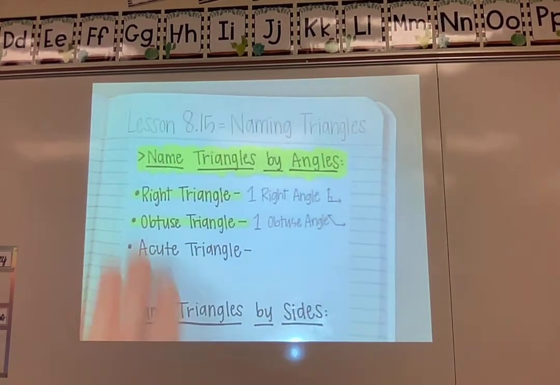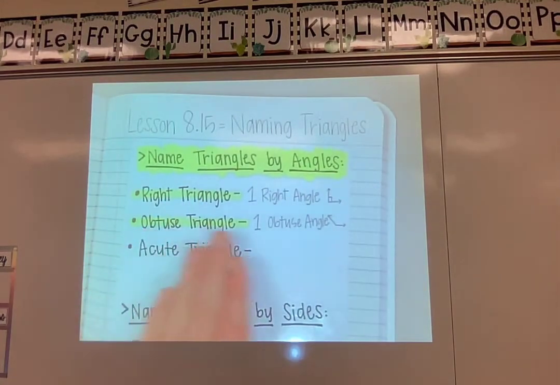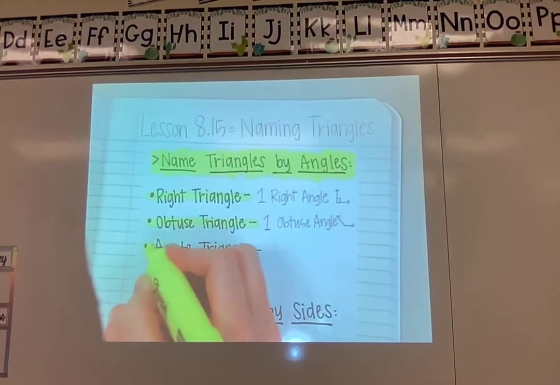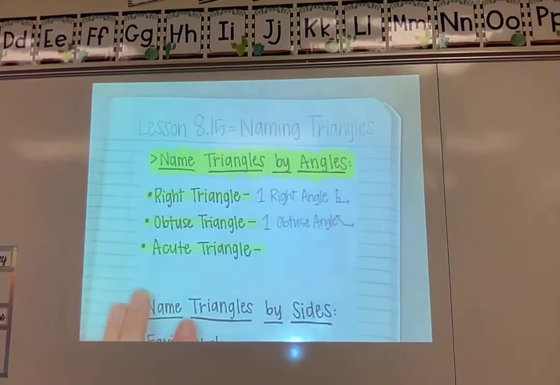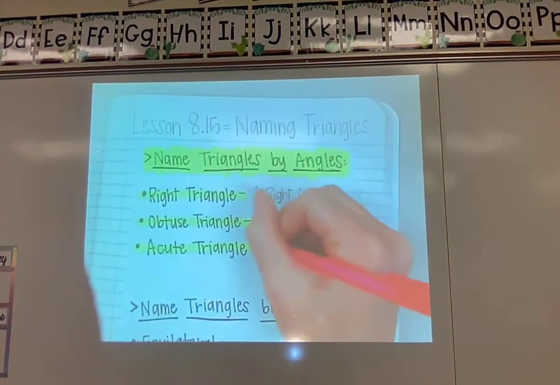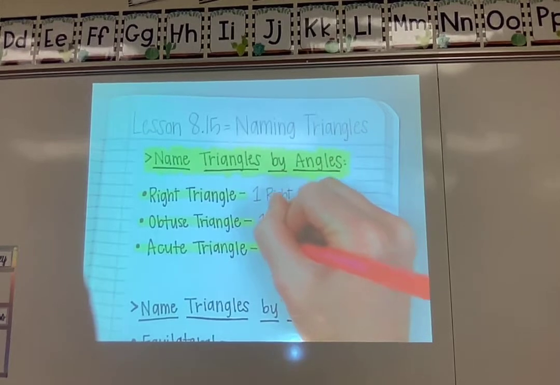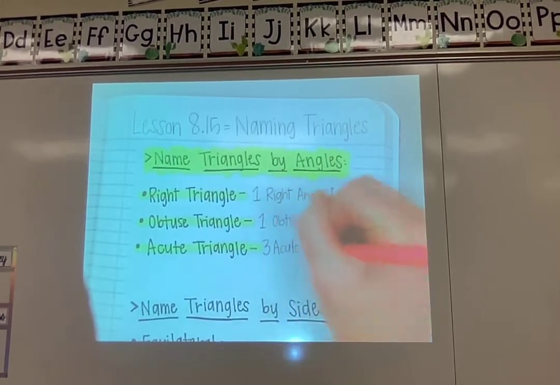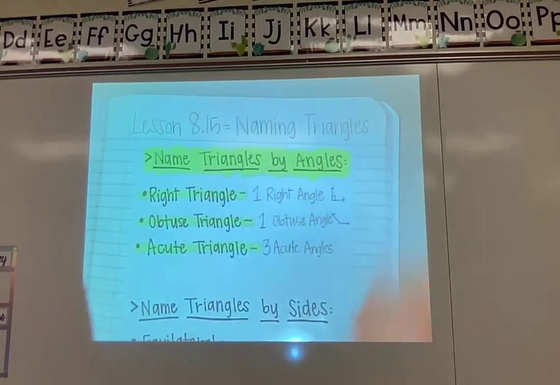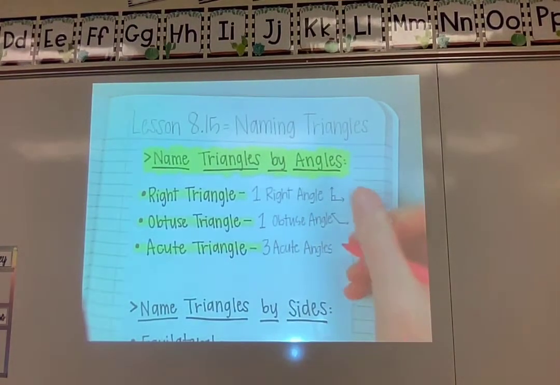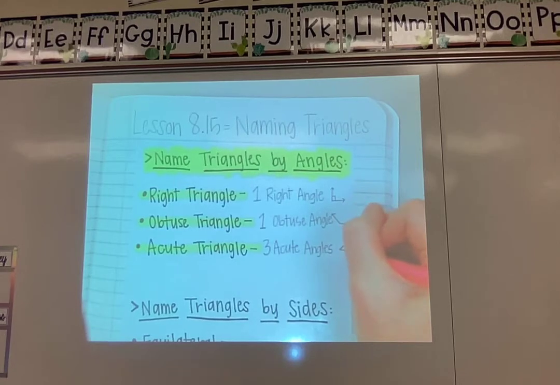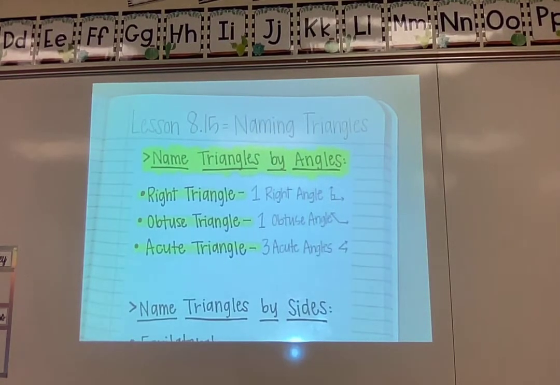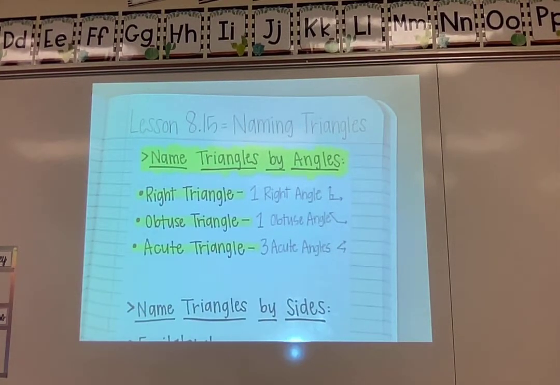And if it is neither a right triangle nor an obtuse triangle, that means that it is an acute triangle. And an acute triangle has three acute angles. Three acute angles in order to be an acute triangle. And remember, acute means small, a cute little angle. So something like this would be an example. All right, now we're going to use those three triangle names to classify some triangles by their angles.